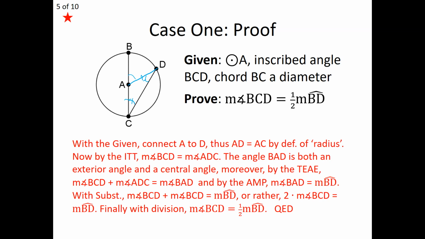So what we have then is the measure of angle BCD plus the measure of angle BCD is equal to the measure of arc BD, or rather, 2 times the measure of angle BCD is equal to the measure of arc BD. And finally, with division, we get the measure of angle BCD is equal to half the measure of the arc it cuts, BD. There we have it, QED, the proof of case 1. Let's move on to the other 2 cases.